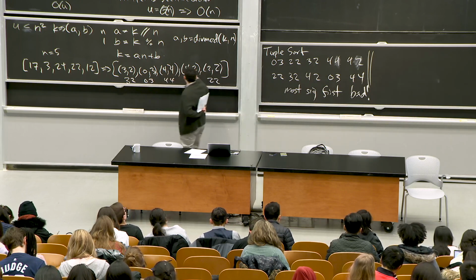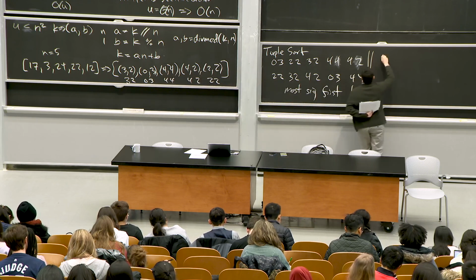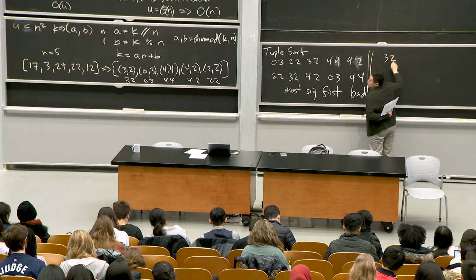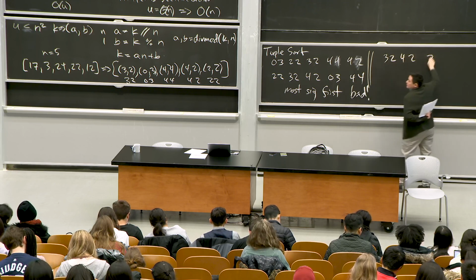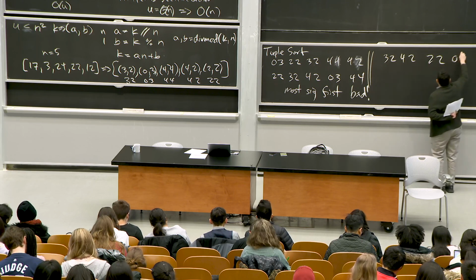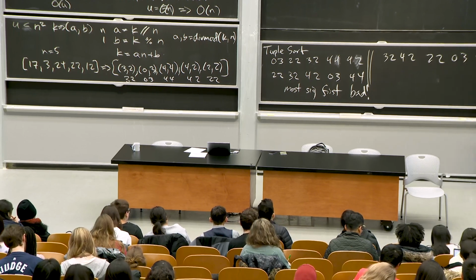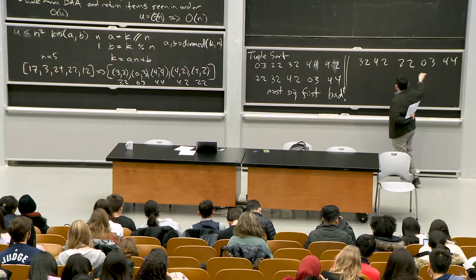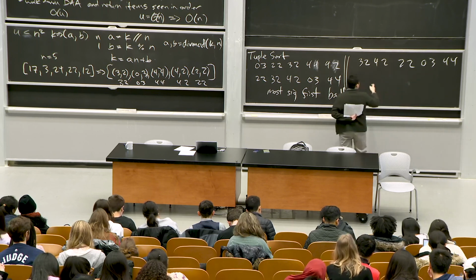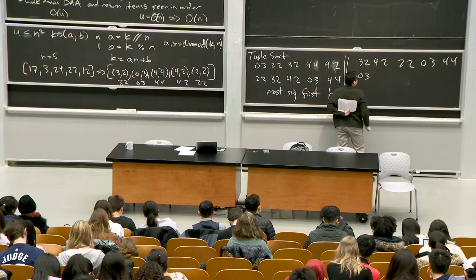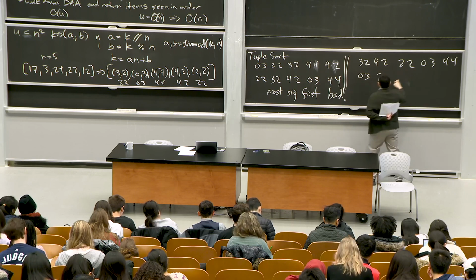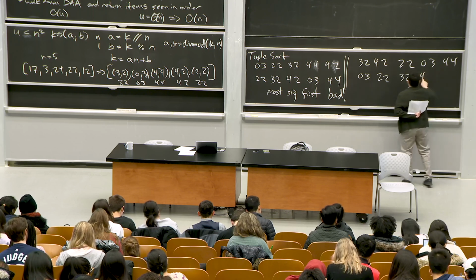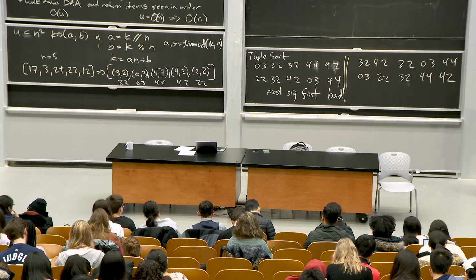So least significant here is 2. Okay, so I see a 32, 42, 22, 03, and then 44. Okay? Sound good? Least significant first. Now I do most significant. I sort the most significant thing. Okay, so what's the most significant thing? 0, 3, 22, 32, most significant 4, 44, and 42. Cool. We're sorted, right?